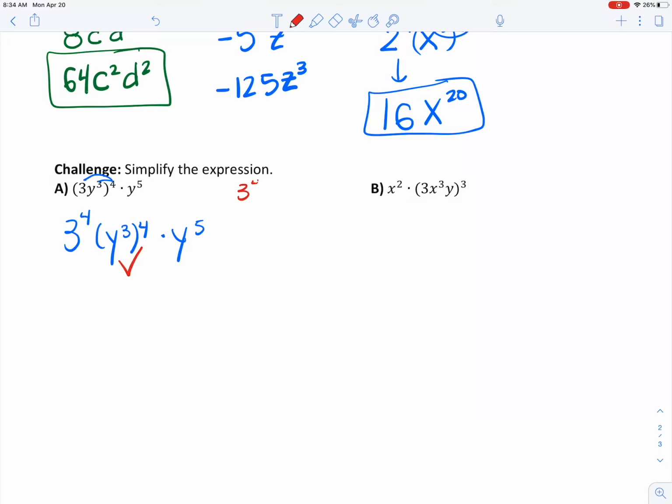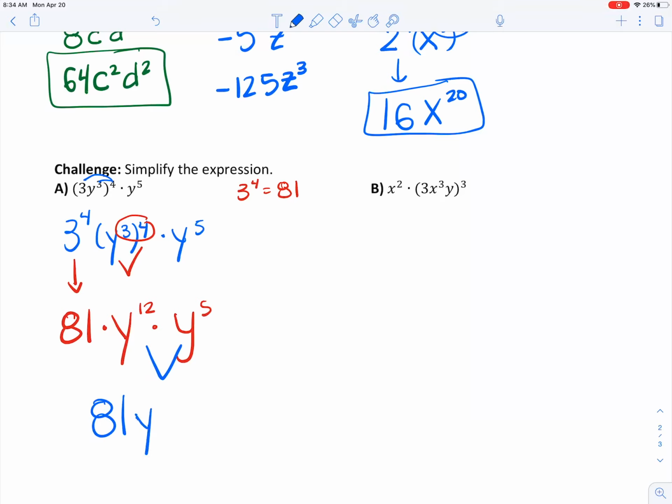Okay, now we can simplify those two. 3 to the 4th is the number 81. 3 times 3 times 3 times 3 is 81. So this becomes 81. I need to multiply those two exponents, so we get y to the 12th, and then times y to the 5th. Now I can simplify these two together. We have 81 times y to the, and since these two are multiplied, you add the exponents. So 12 plus 5 is 17. So it becomes 81 y to the 17.